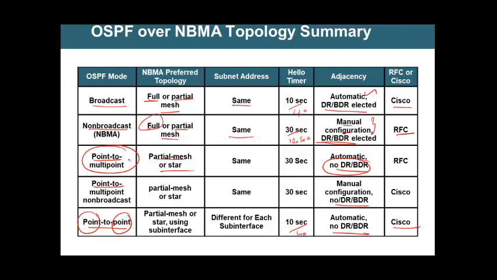If you have point to multi-point, again, this is RFC, same subnet. All the participating routers should be in same subnet, 30 and 120. Point to multi-point non-broadcast, again, this is unique. Neighbors need to be manually configured. Good news is there is no DR-BDR, so it can fit in any topology.